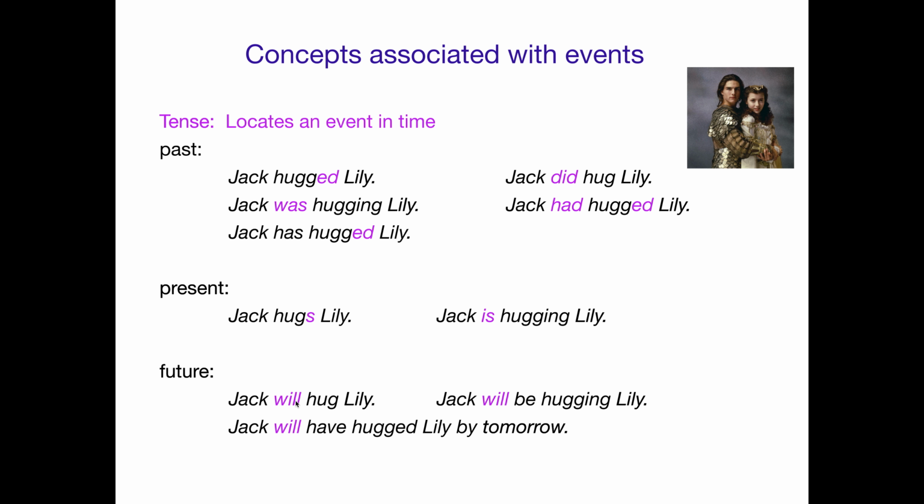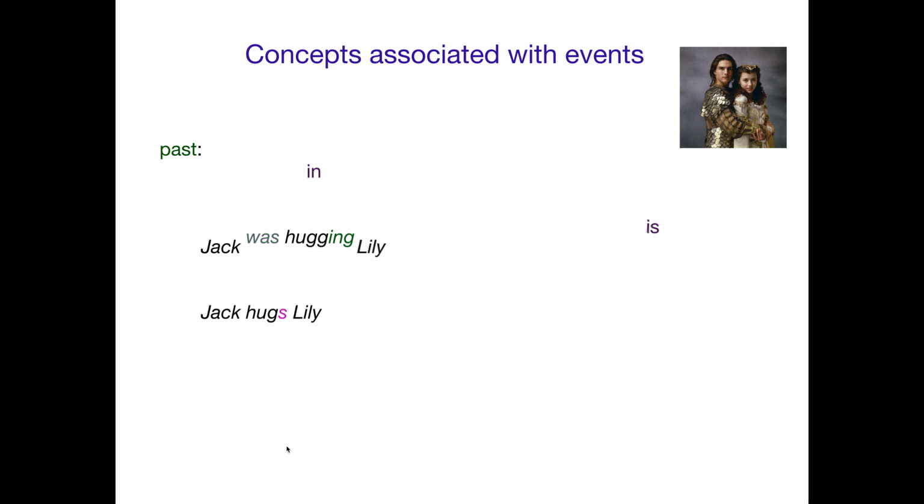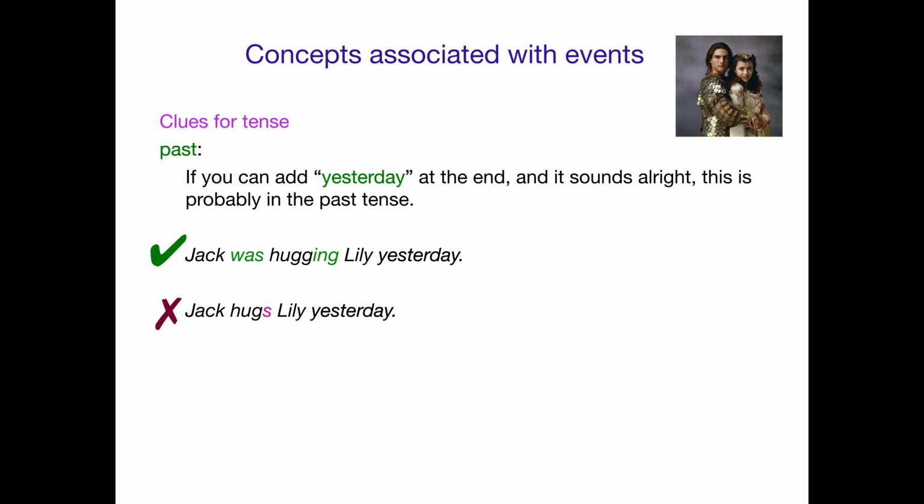And future, English is a little more well-behaved. We basically just use will as the signal that something is happening in the future with respect to the speaker. So Jack will hug Lily, will be hugging, will have hugged. It doesn't matter. It's always will. So that's tense.